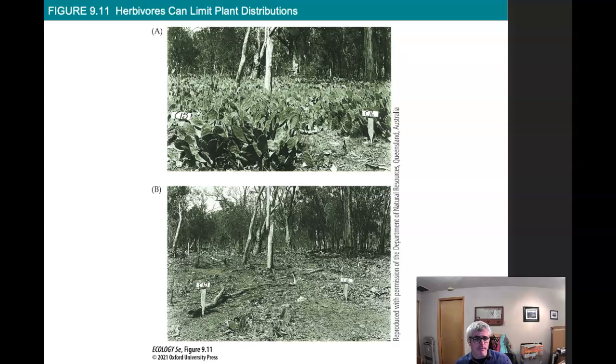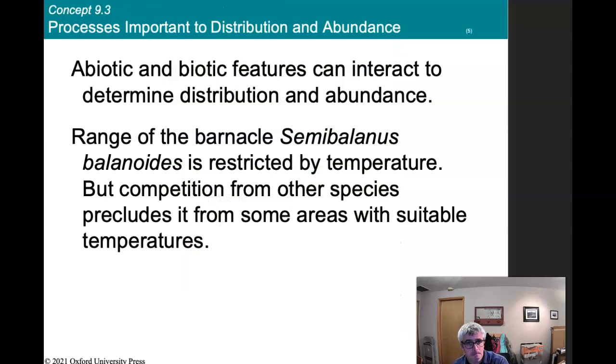And so the upper image is a population of the cactus, 2 months before the moth was released, and this is the same stand 3 years later, after the moth had killed the cactus by feeding on their growing tips. So it actually worked this time. There are abundant examples of that not working out so well. Abiotic and biotic factors can interact to determine distribution and abundance.